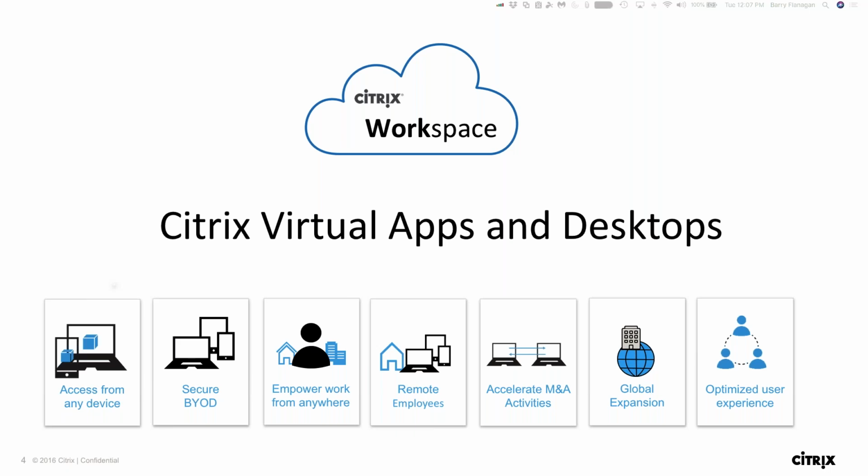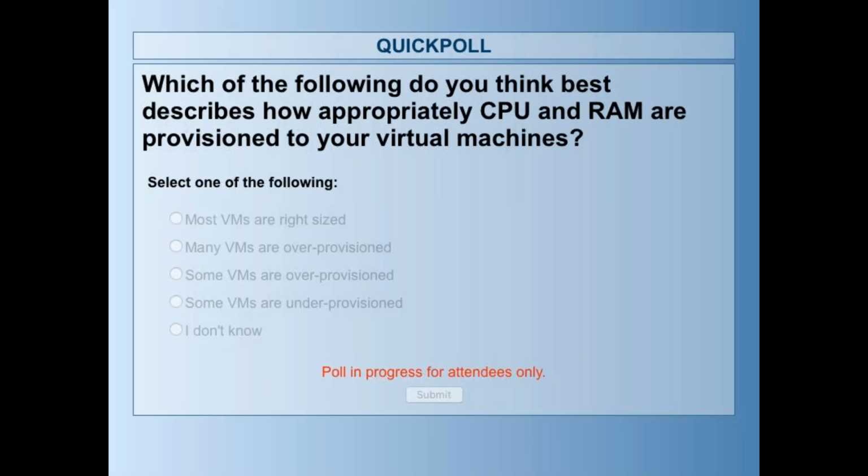So to follow with that, let me ask one more poll question. Which of the following do you think best describes how appropriately CPU and RAM are provisioned to your virtual machines? The options are: most VMs are right-sized, many VMs are over-provisioned, some VMs are over-provisioned, some VMs are under-provisioned, and I don't know.